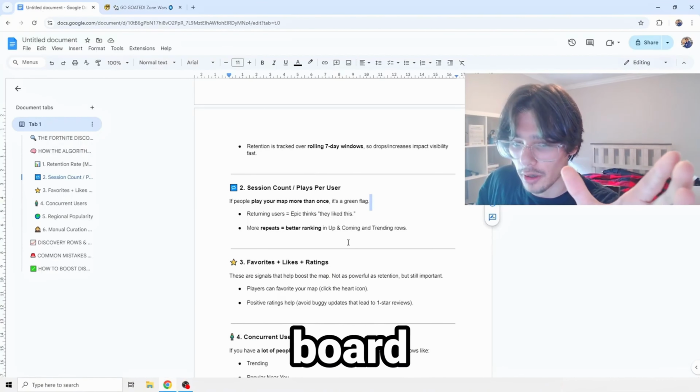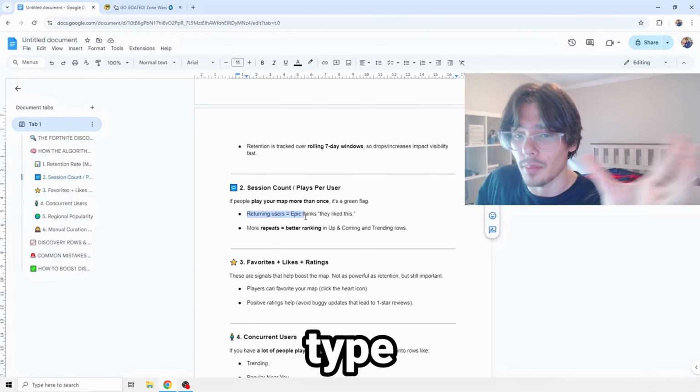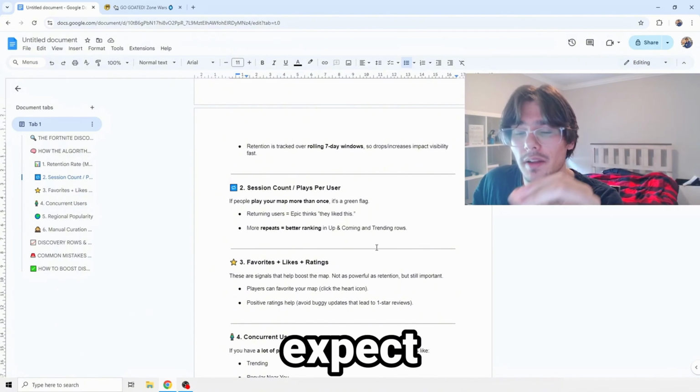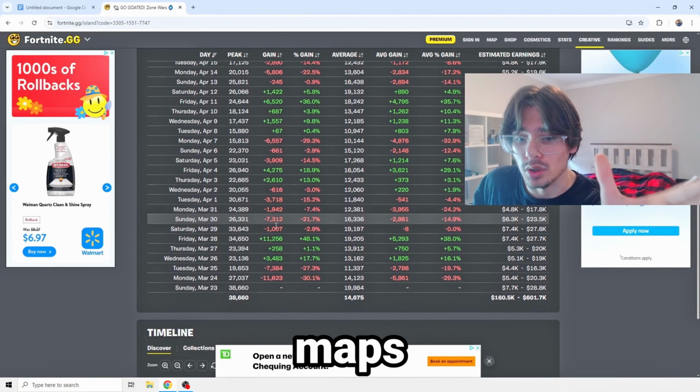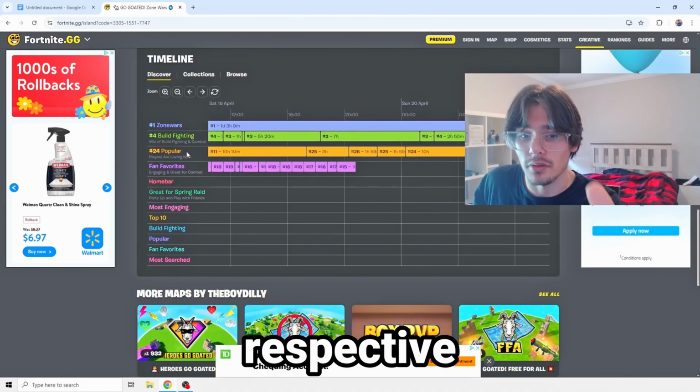So going back to the drawing board here, returning viewers. Epic thinks that they like this. That is what they want to attract. This is the type of maps that you need to be making. With more players repeating and coming back to your maps, you're going to expect more discovery time inside of your maps, which is why Go Goated has made tens of millions of dollars, and they're only in the respective tabs that they need to be.